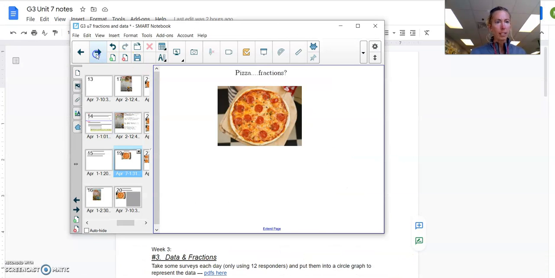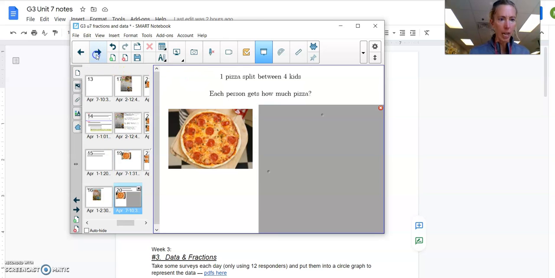So if you keep going in the Smartboard file, I have just the picture of pizza and say, what does this have to do with fractions? How? So you talk about it as a class, and then you give them this situation. All right, we have 1 pizza, and we're going to split it between 4 kids. And if we're all going to get the same amount, each person gets how much? So then we look at division as a fraction.